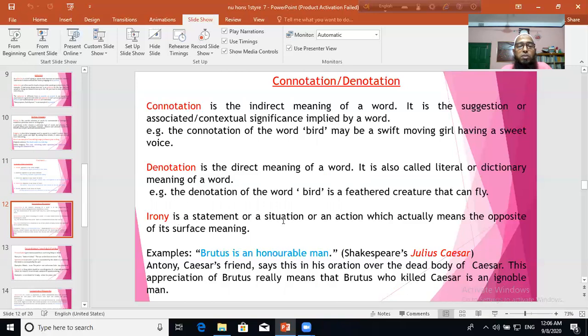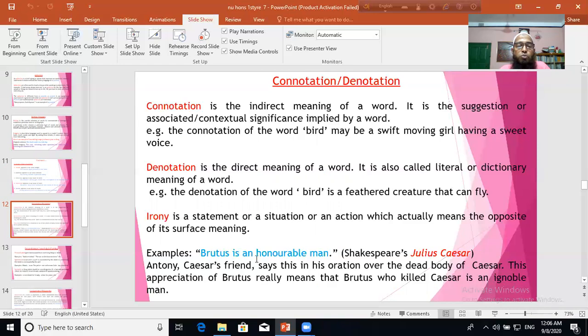Irony is a statement or a situation or an action which actually means the opposite of its surface meaning. So we also do irony in our everyday life sometimes. That's why you know what is irony. Irony means a statement or situation. It may be irony of statement or irony of situation or irony of an action, which actually means the opposite of its surface meaning. Superficially, it means one, but actually, it is a different meaning.